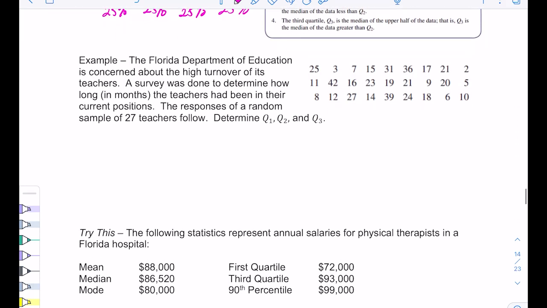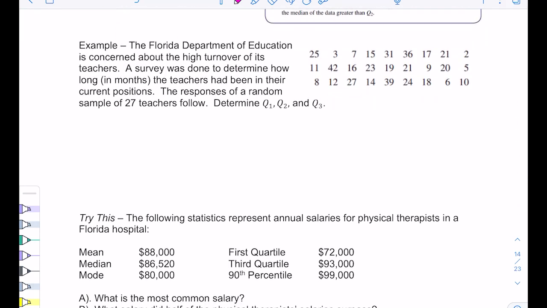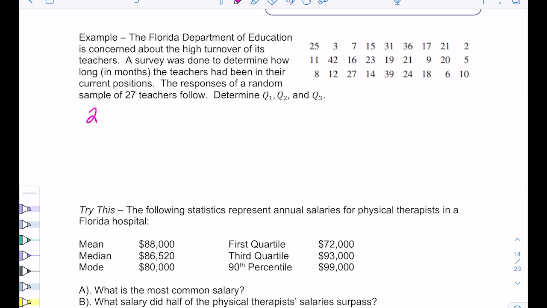So let's look at an example. The Florida Department of Education is concerned about high turnover of its teachers. A survey was done to determine how long in months the teachers have been in their current positions. The responses of a random sample of 27 teachers follow. Determine the first quartile, the second quartile, and the third quartile. So the first thing we're going to do is organize the data. You can organize it into a stem and leaf plot, or you can just write the numbers in order. So I'm going to quickly do that for you. You can fast forward through this if you would like.